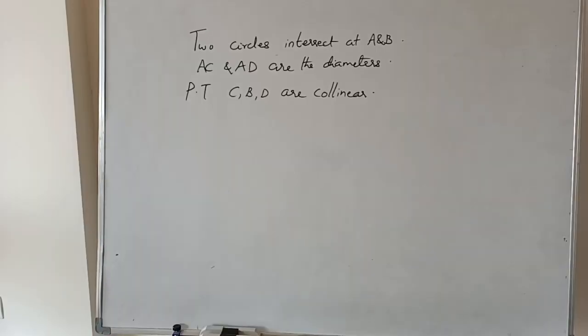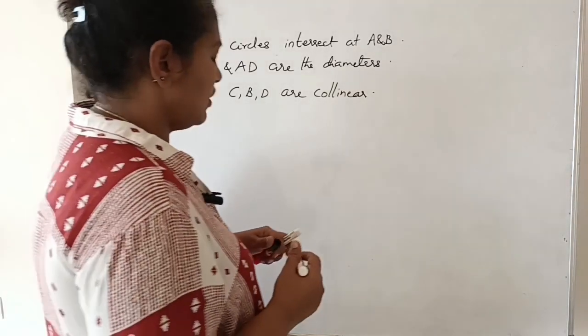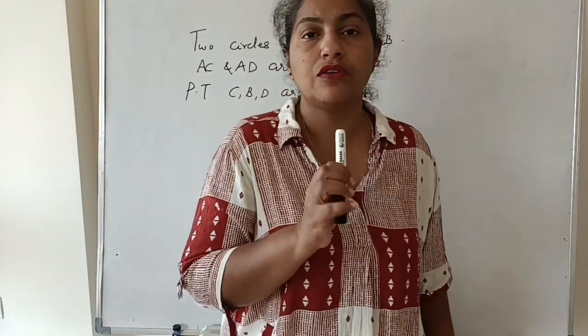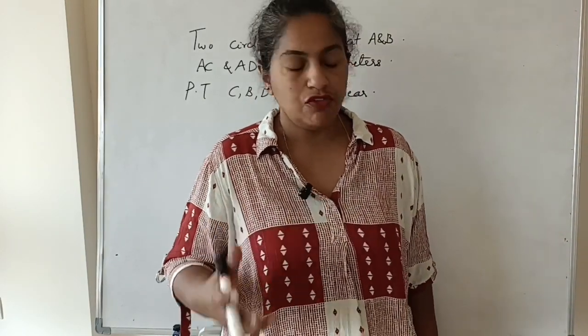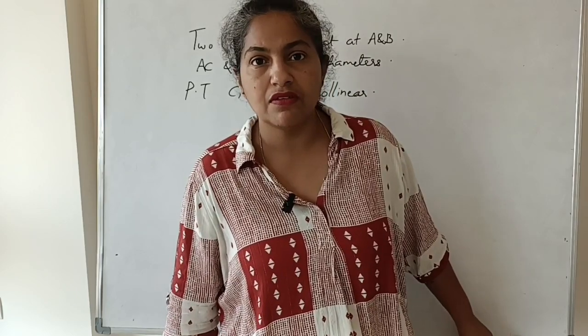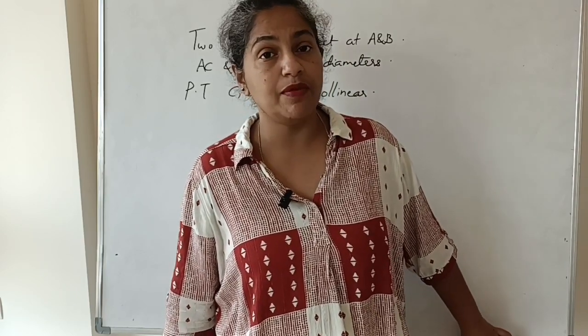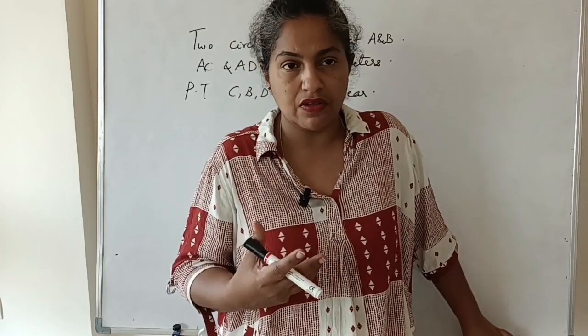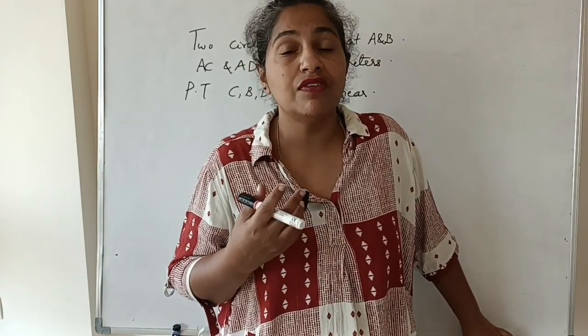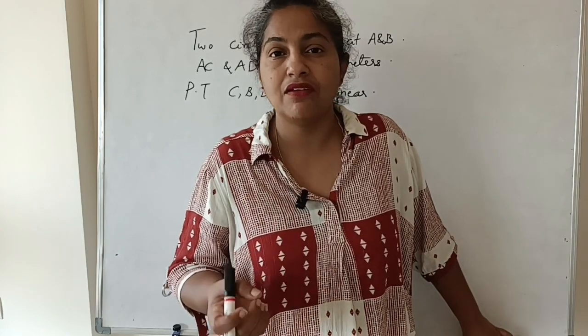Okay, two circles intersect at A and B. AC and AD are the diameters. Prove that C, B, D are collinear. Okay, before I start doing this particular sum, I just want to ask you, where have you come across the term collinear in this particular chapter? In one of the previous lessons that we did in this chapter, I had mentioned the word collinear and where collinear points are applicable in the case of circles. I want you to think about where we have actually gone through that word and where we used it.